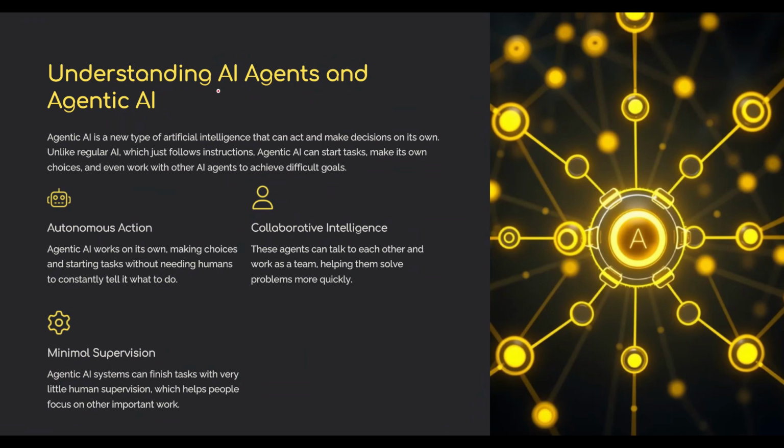So today we are going to learn about AI agents and agentic AI. First things first, what is agentic AI? Agentic AI is a new type of artificial intelligence that can act and make decisions on its own.